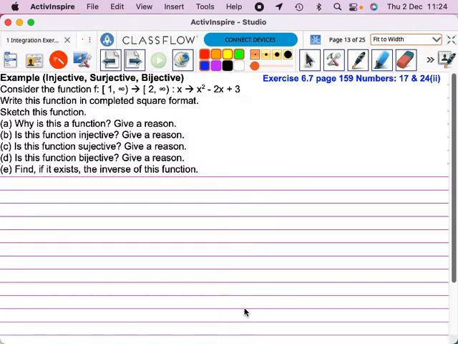Example here, and it's an example which is actually exploring the concepts of injectiveness, surjectiveness, and bijectiveness. And we've been asked to consider a particular function. Now, the first thing is we need to break down what the notation actually says. We've got the first part of the function, which is defining what the domain is. And we have to write that down.